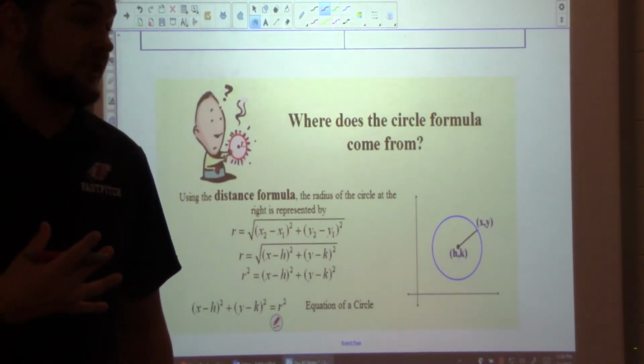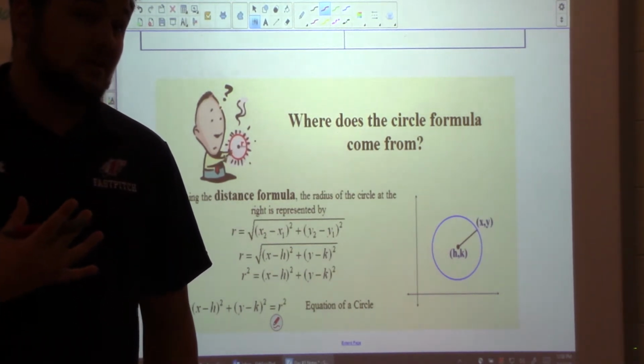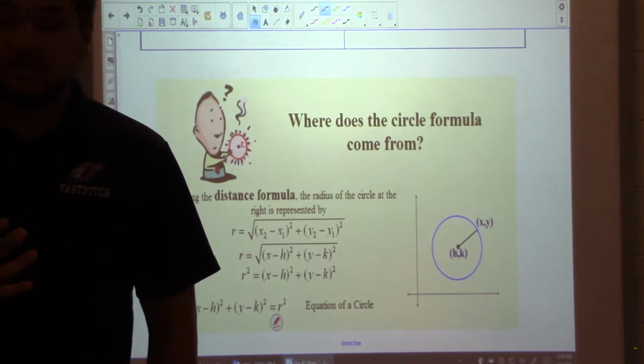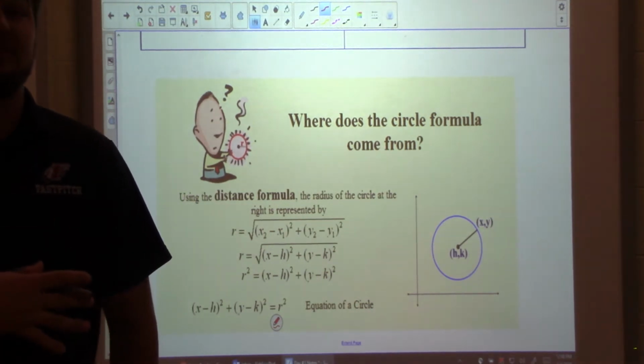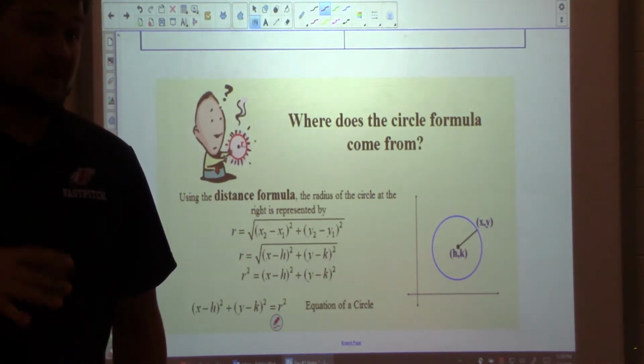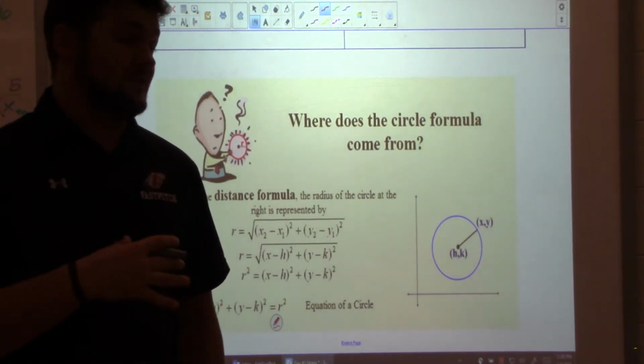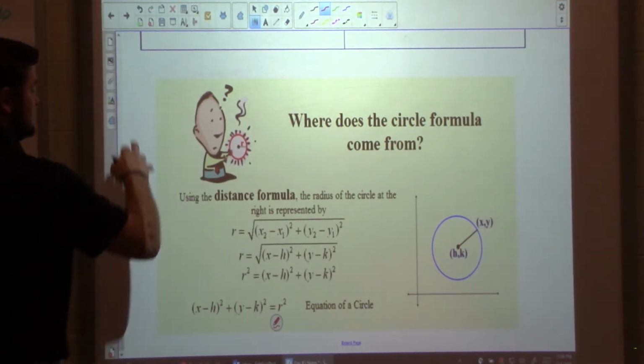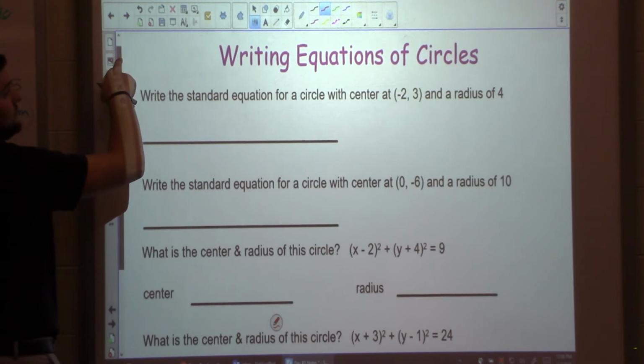Now, are we going to ask you to do that for us on a test? No. But we just want to show you it comes right from the distance formula. And the distance formula came right from the Pythagorean theorem. Right? All these things come from each other. You've seen parts of it before, I should say.